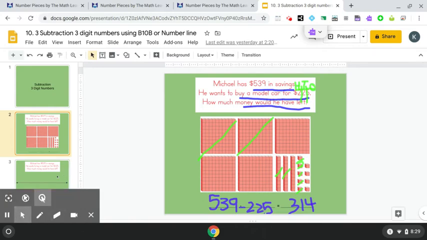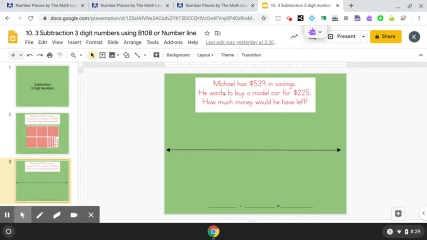And when we look at the next slide, we have the same story problem. We have Michael with his $539 in savings. He wants to buy that model car for $225. How much will he have left? How much money would he have left?